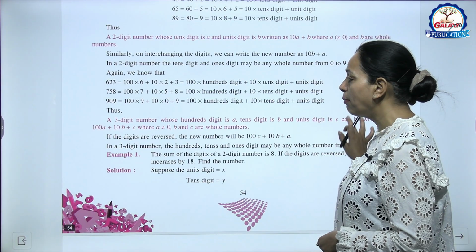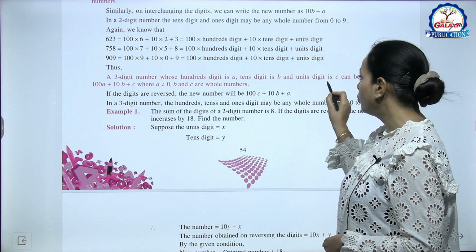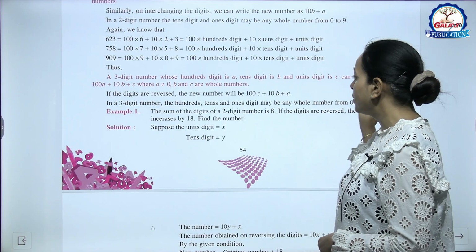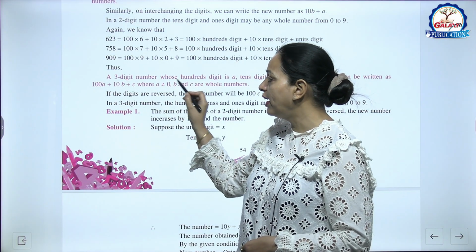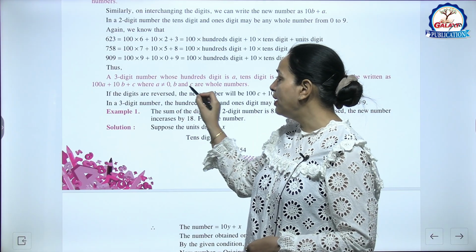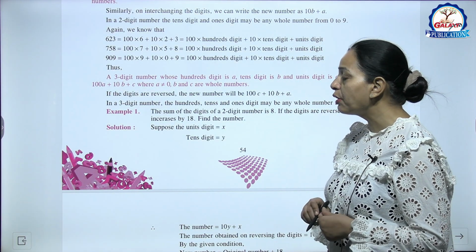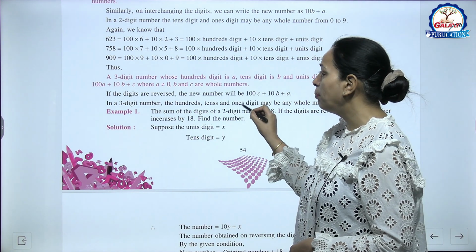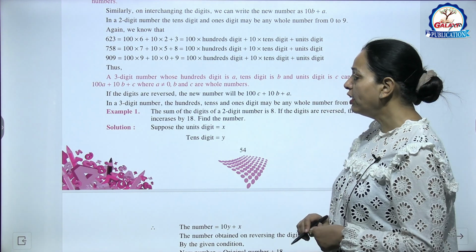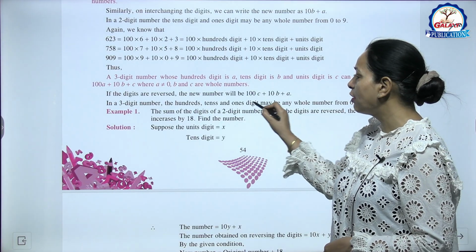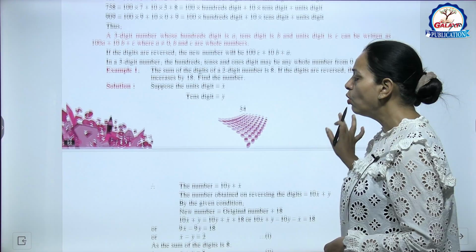So a 3 digit number whose 100's digit is A, 10's digit is B and unit digit is C can be written as 100A plus 10B plus C, where A is non-zero, and A, B and C are all whole numbers. Now if the digits are reversed, the new number will be 100C plus 10B plus A. So in a 3 digit number, the hundreds, tens and ones digit may be any whole number from 0 to 9.